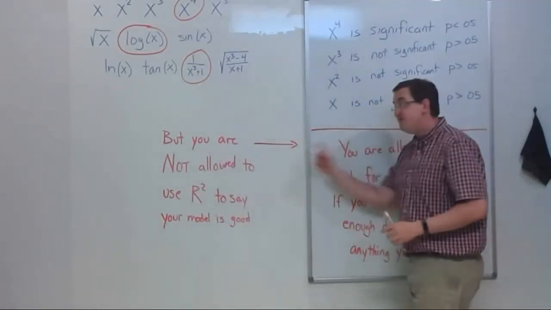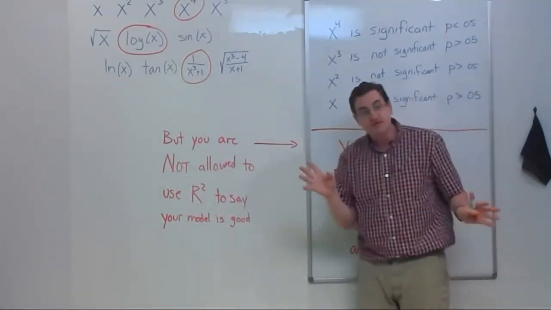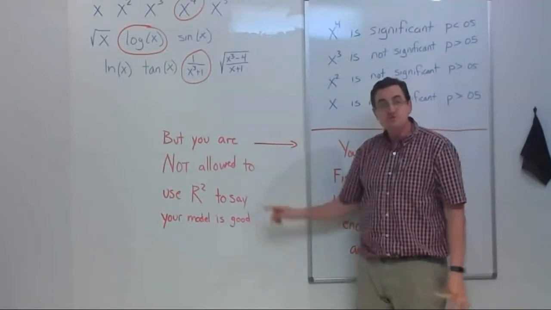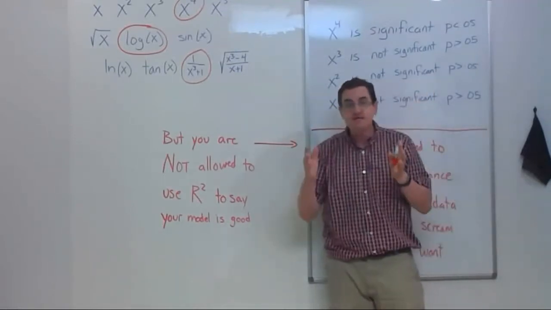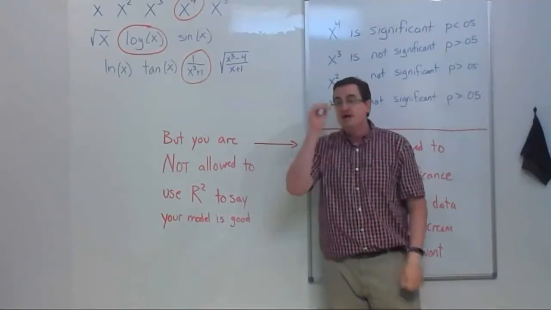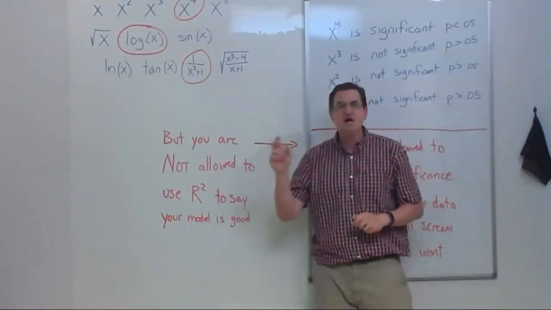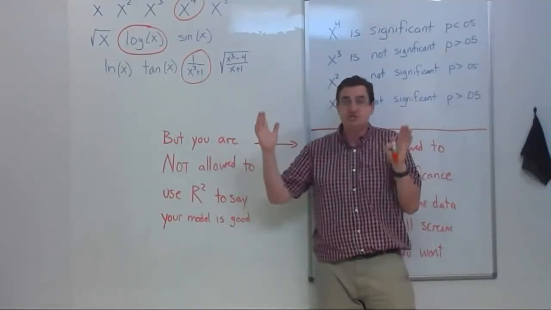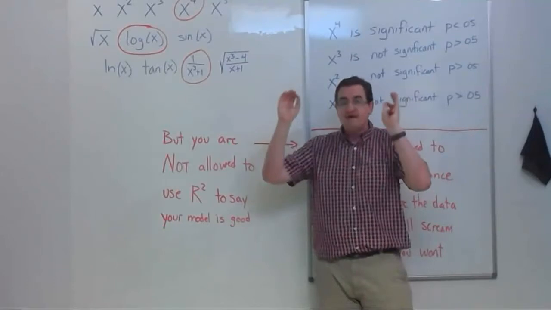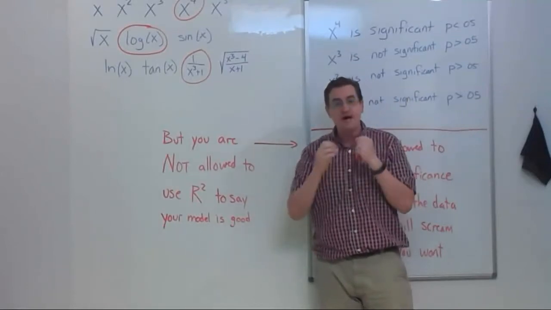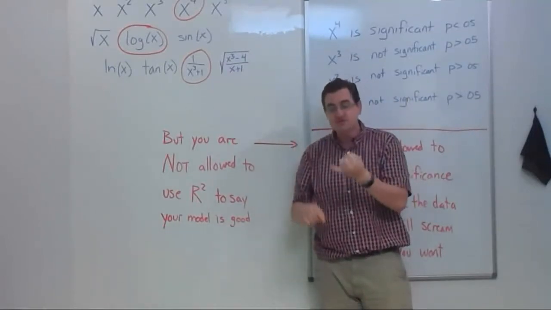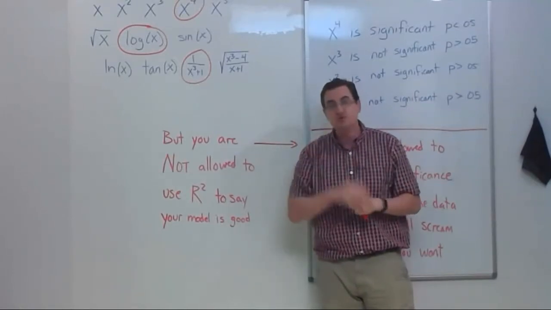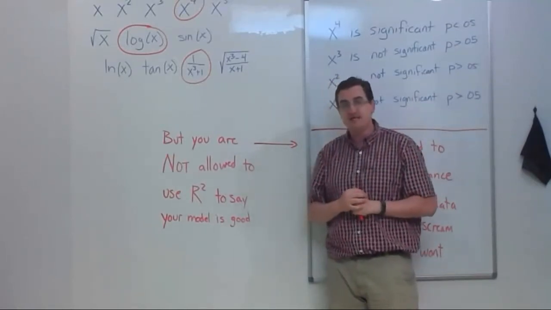Saying that you can fish does not mean that you're allowed to do anything you want. You cannot use r squared to say you have a good model. If you find significant p-values and your r squared is 0.99999, which sounds impressive, that is not enough to say that you have found a good model. It has to be based off having good residuals and small p-values. Go look at the last video if you're not sure why that's important.